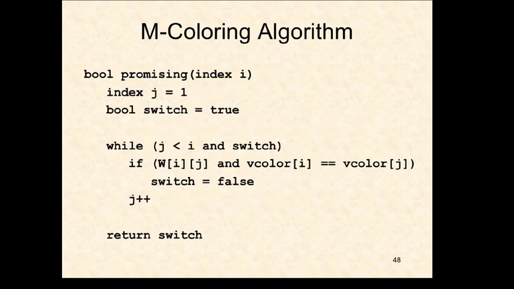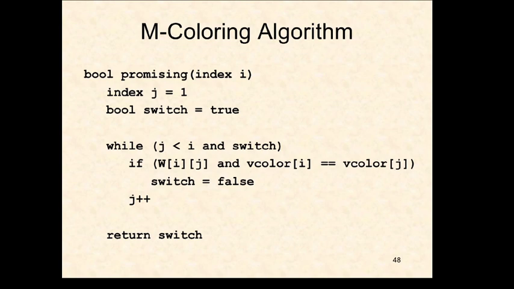So we've got promising on the next slide. Promising says, given index i, let's start out at j equals 1, and let's compare vertex j to vertex i.